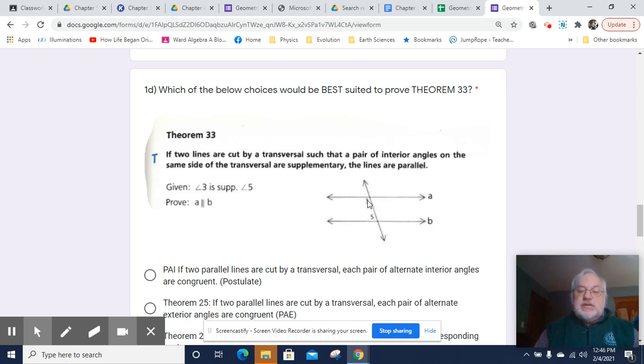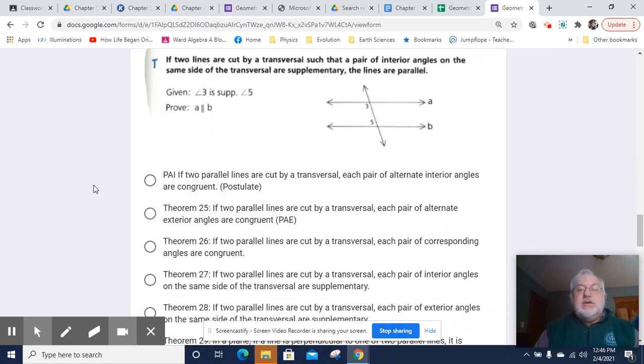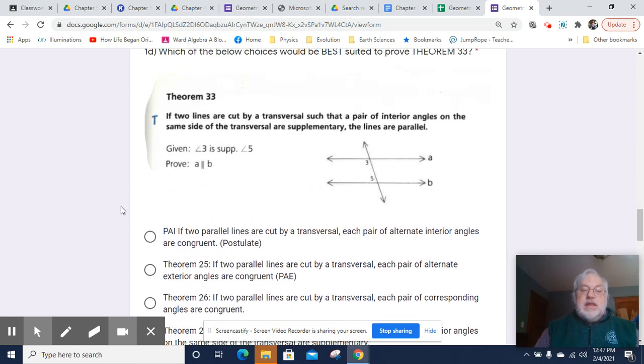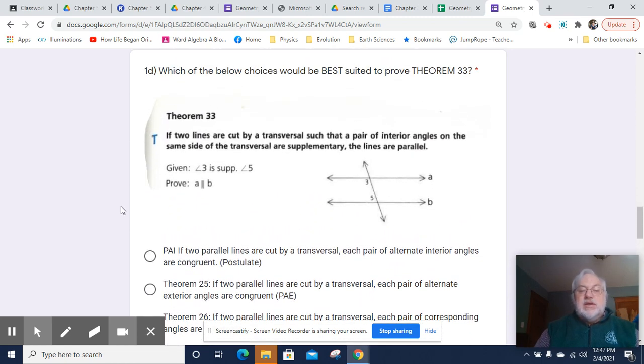same side instead of alternate side interior angles, are supplementary, the lines are parallel. Well, let's find one that talks about interior angles that are on the same side. Okay, so we've got one about exterior angles being supplementary. Here we have two parallel lines, so we've defined them as parallel. That's a condition. Then each pair of interior angles on the same side, or same side interior angles, of the transversal are supplementary. That's just saying Theorem 33 in the opposite direction. So this one leads to them being parallel.